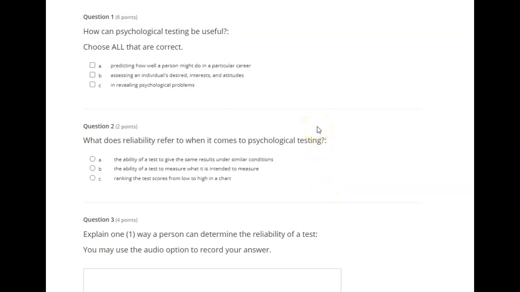How can psychological testing be useful? Choose all that are correct. A. Predicting how well a person might do in a particular career. B. Assessing an individual's desired interests and attitudes. C. In revealing psychological problems.